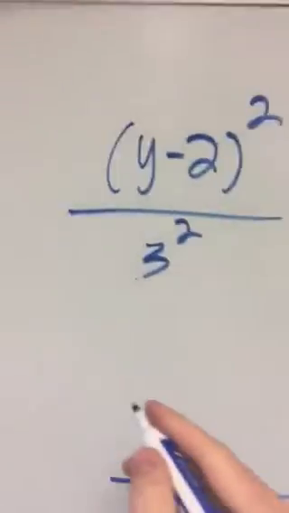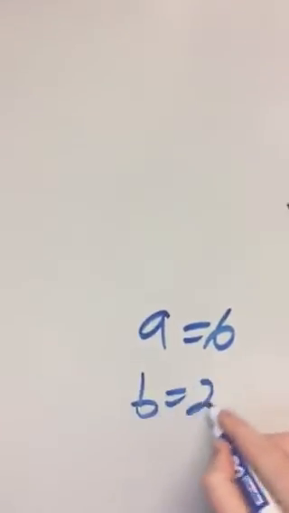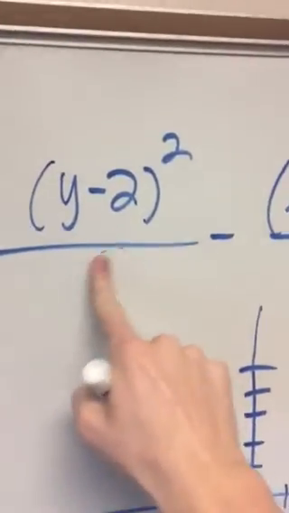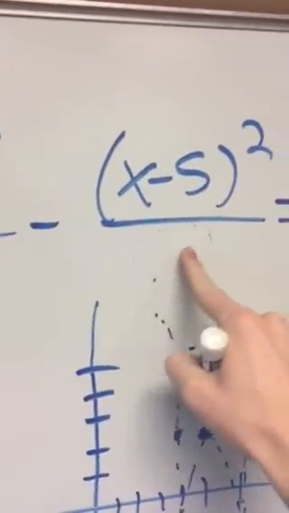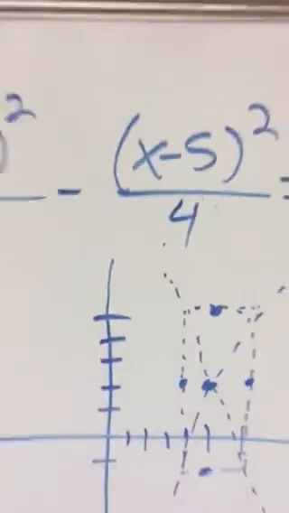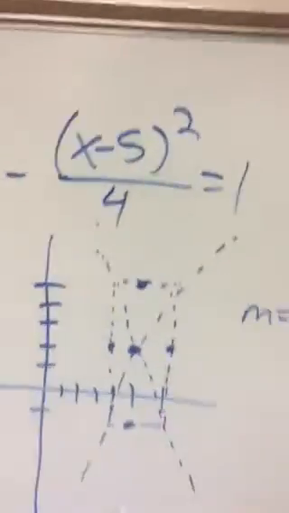Other a and b values that would have worked here, well, a equals 6, b equals 2, which would have made this 36. It would have made this 4. Okay, so that would have worked as well. That will create the same slope asymptotes.